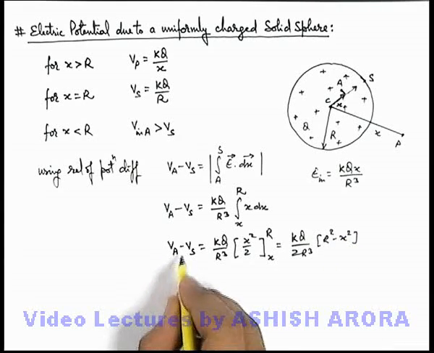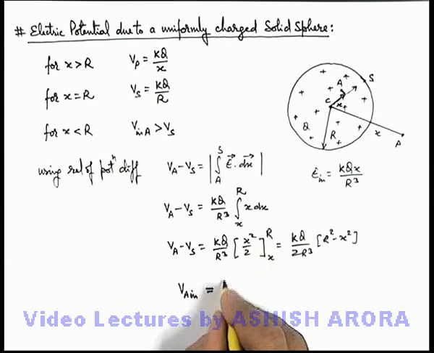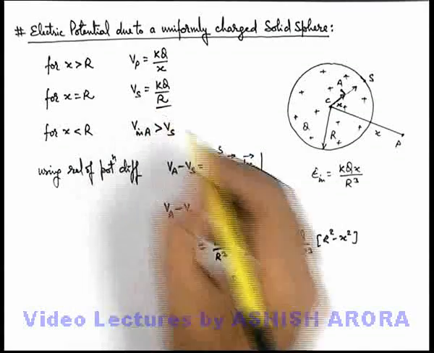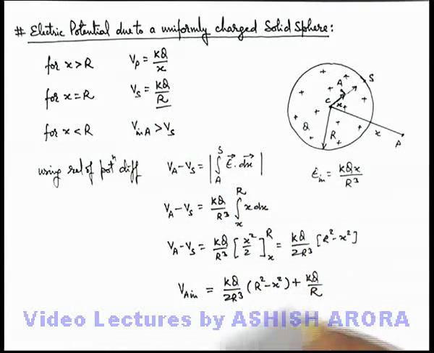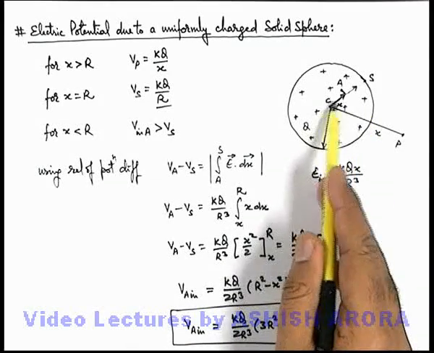So now if we find the potential at point A, which is an interior point, VS can be taken on the other side. It will be kq by 2r cube, r square minus x square, plus VS, which is the potential at the surface, we can write as kq by r. So the potential at an interior point can be given by kq by 2r cube, 3r square minus x square. On calculation you get this. This is the expression we get for potential due to a solid uniformly charged sphere at an interior point.